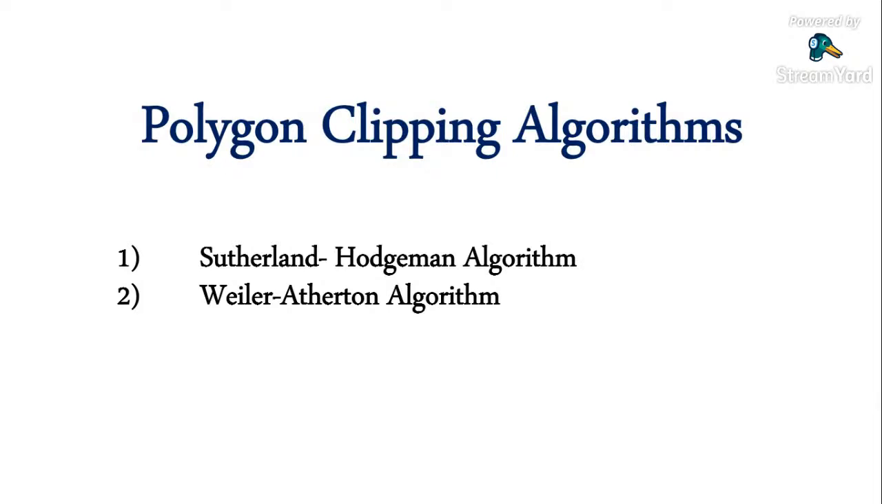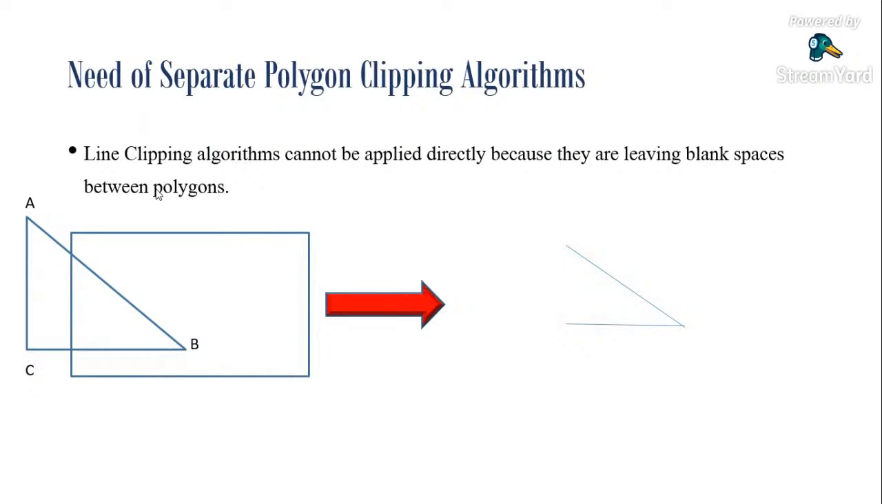Okay, now we'll discuss the polygon clipping algorithms. There are two algorithms, the Sutherland-Hodgman algorithm and the Weiler-Atherton algorithm. Now start from this: what is the need of separate polygon clipping algorithms? See, polygons have edges. Edges are what?